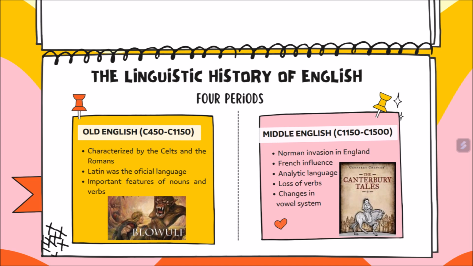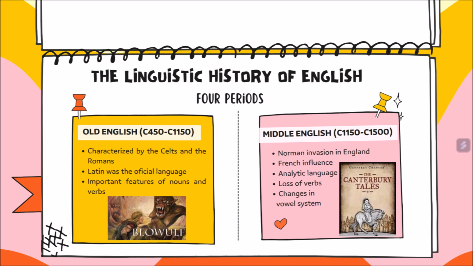The main features to highlight are the nouns employed, inflection, number, case, and gender. The verbal system distinguished present and past tense, dividing them into strong and weak verbs. As regards literature, the most important literary work was the poem Beowulf.